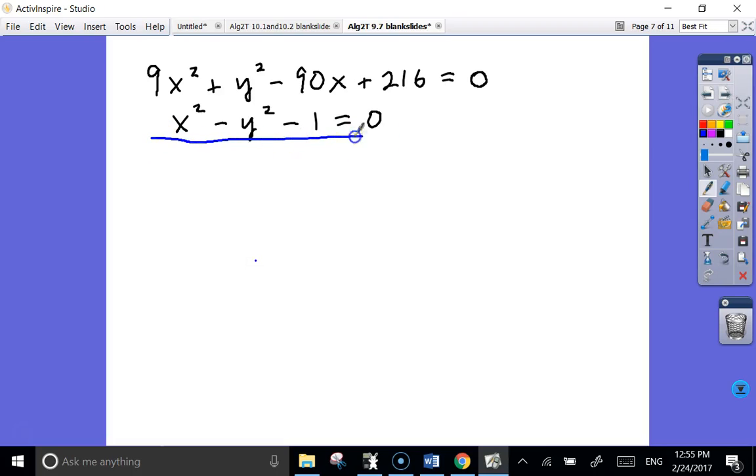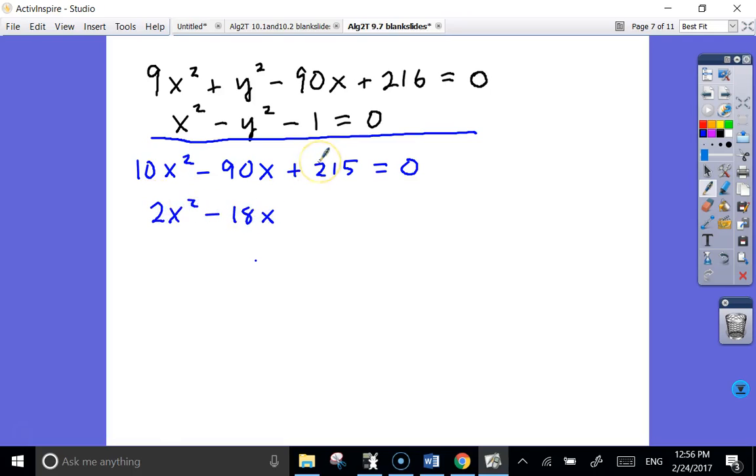So this is going to be 10x squared. The y squareds cancel. I got a minus 90x and 216 minus 1, plus 215, equals 0. Okay, so is it factorable? At the very least, you could take out a 5, right? So let's see what it looks like if I take out a 5. 2x squared minus 18x, and 215 divided by 5, 49? No, 43, plus 43.